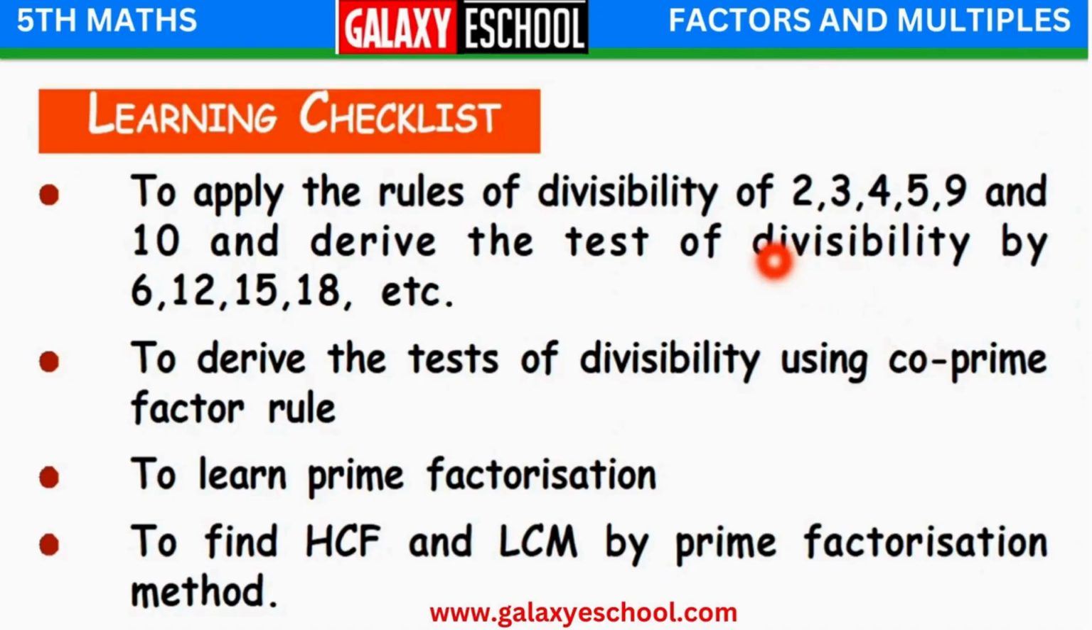Now what will be our learning checklist? That means at the end of these lessons we learn how to apply the rules of divisibility of 2, 3, 4, 5, 9 and 10 and derive the test of divisibility by 6, 12, 15, 18 etc. And also we learn how to derive the test of divisibility using co-prime factor rule, and also we learn prime factorization and also how to find HCF and LCM by prime factorization method.